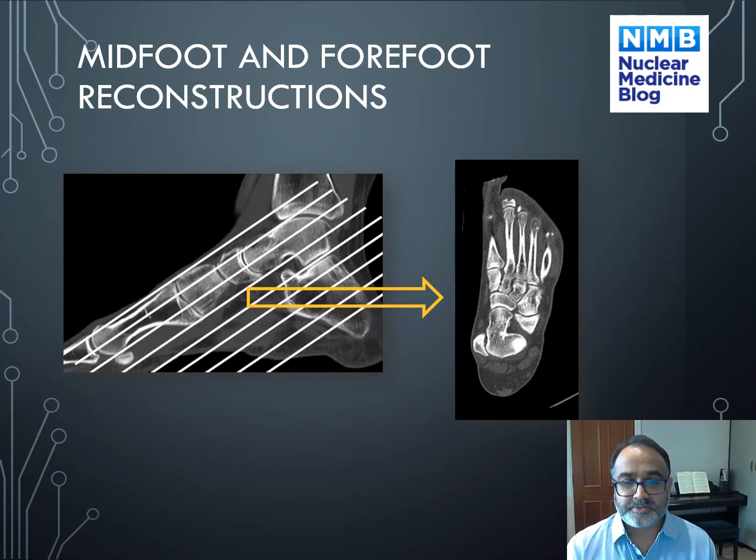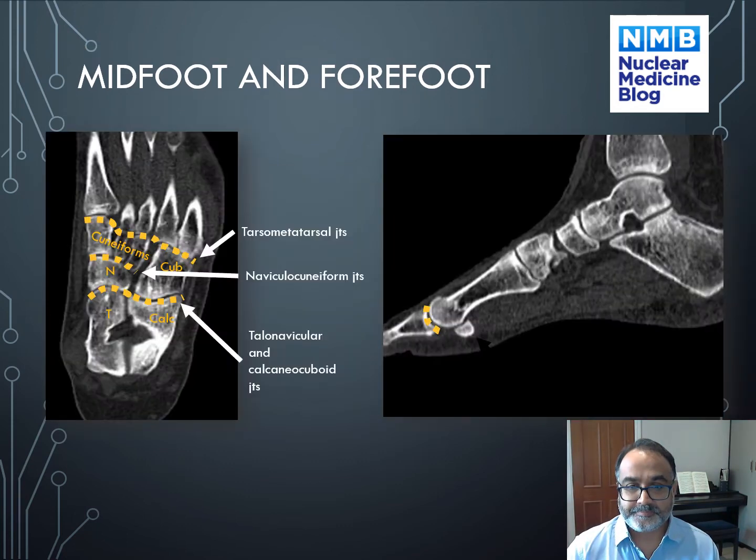I find it's quite useful to perform another reconstruction when you're looking at the midfoot joints. So if you reconstruct your images with the long axis along the plane of the first metatarsal, that opens up the midfoot joints. So this image here on the left is an oblique image through the midfoot, and you can see how the joints form a nice curved S-shaped articulation.